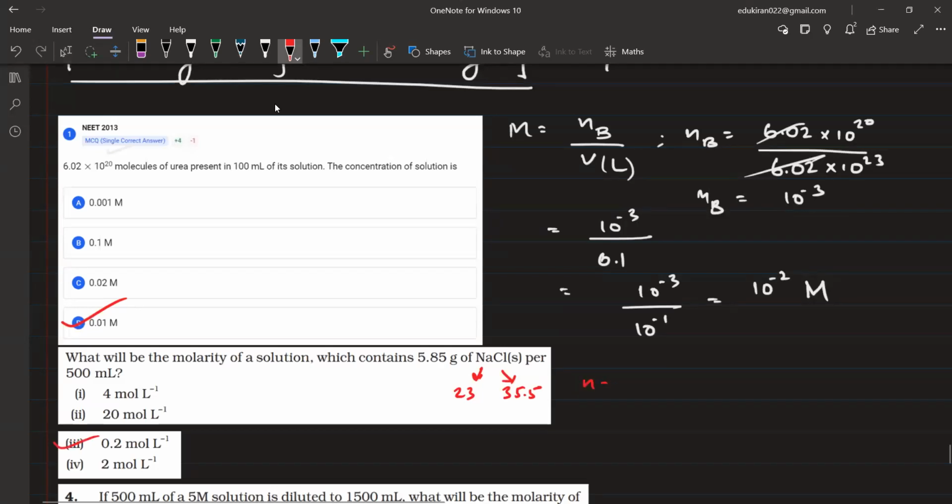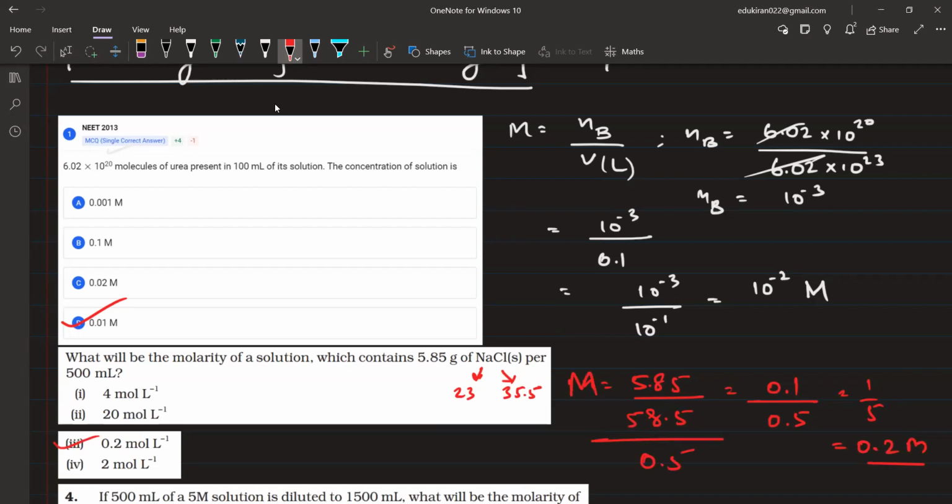ठीक है. Number of moles will be equal to how much? 5.85 plus 0.5538 and 325. ठीक है. So this will be equal to 0.1 divided by 500 ml will be equal to 0.5. This will be equal to 1/5, which will be equal to 0.2 molar, है ना? Divided by the volume 0.5 है. This will be molarity directly.